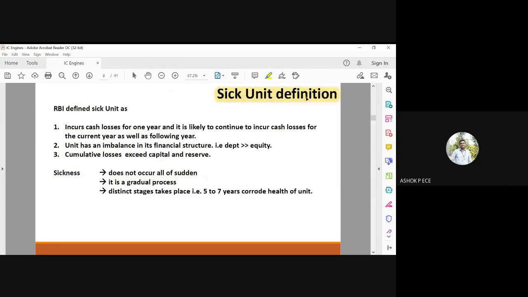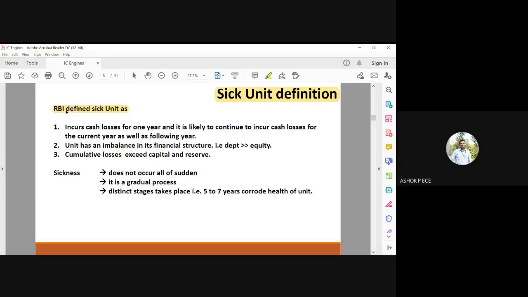So, sick unit definition. How do you call a unit sick? Who has the authority to say whether the unit is sick or not? Definitely the head of our finance institutions in the country, RBI, the Reserve Bank of India, has the only right to define a sick unit. Because they will only classify whether the unit is sick or not.